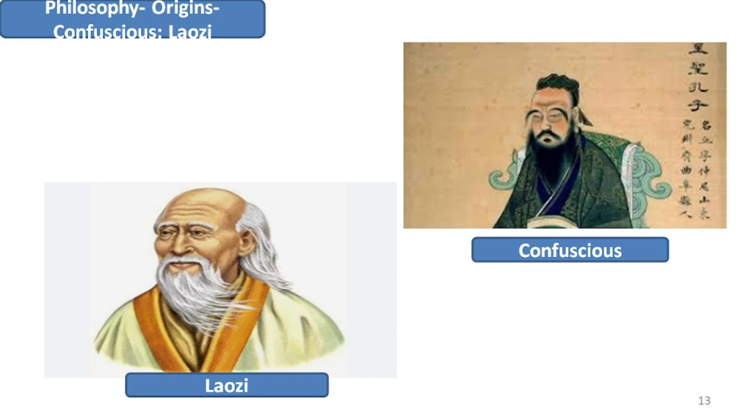Confucianism emphasized the importance of morality, social harmony, and respect for tradition. Its teachings on virtue, ethics, and proper conduct became deeply ingrained in Chinese culture and influenced East Asian thought for millennia.